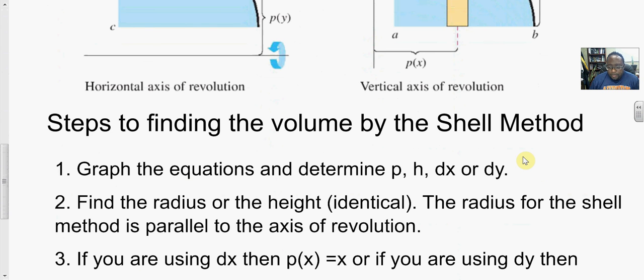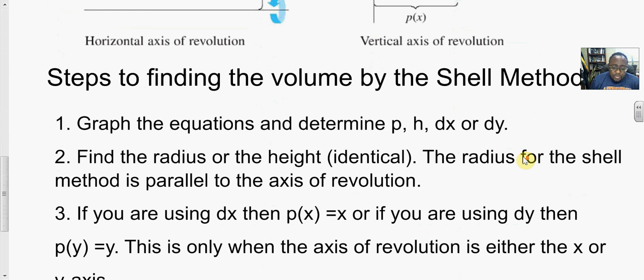The radius for the shell method is parallel to the axis of revolution, just the complete opposite for the disk method. In the disk method, the radius was perpendicular to the axis of revolution. Here for the shell method, the radius is parallel to the axis of revolution. You will note whether it is dx or dy based on the thickness of your rectangle.